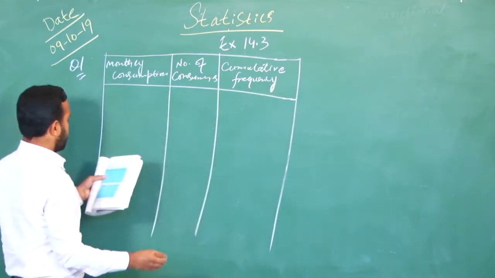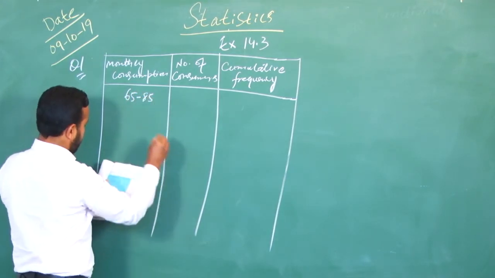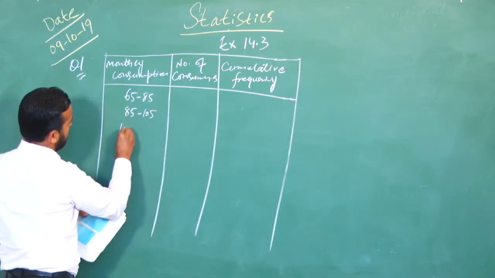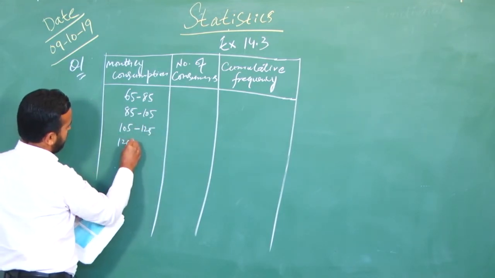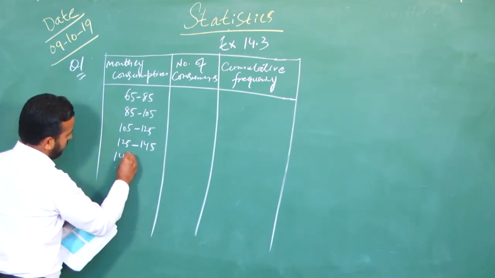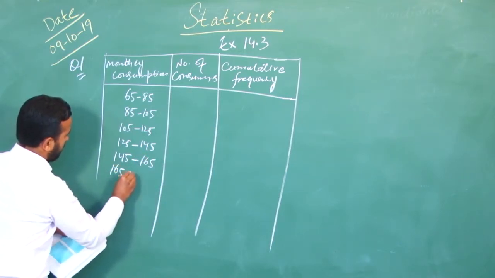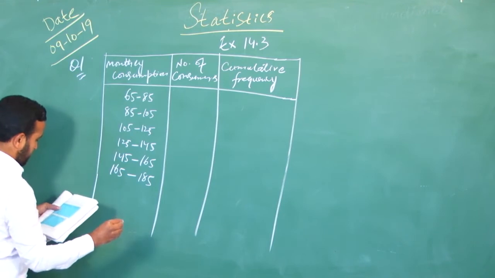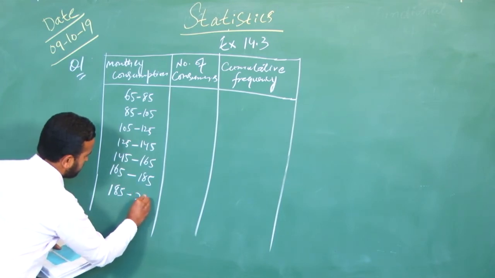Now, what are the various groups that are given here? 65 to 85, 85 to 105, 105 to 125, 125 to 145, 145 to 165, 165 to 185, and the last one, 185 to 205.